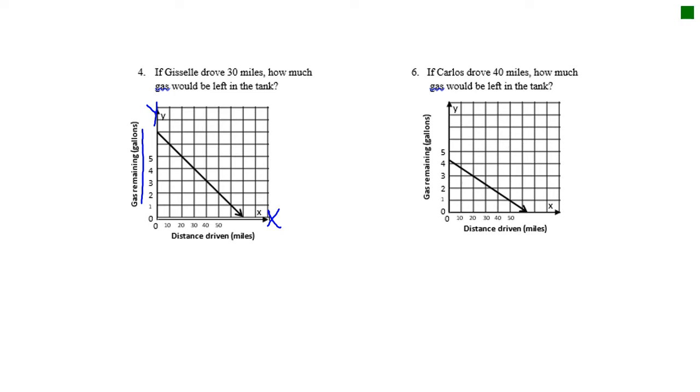Well, 30 miles. 30 miles are on the bottom. Where's 30? 30 is right here. Alright, so there you go. That means that I'm going to have 4 gallons. 4 gallons of gas left.